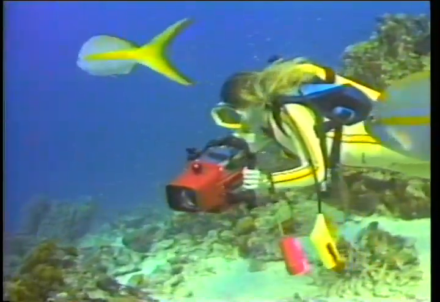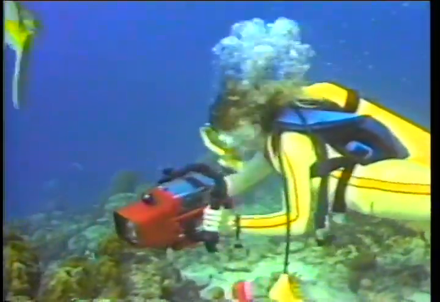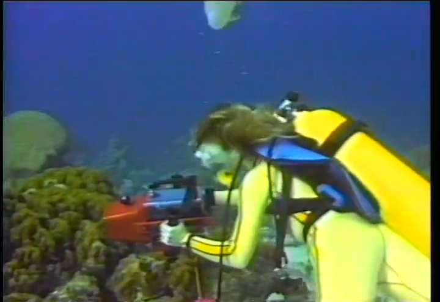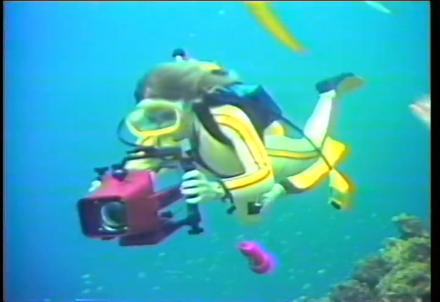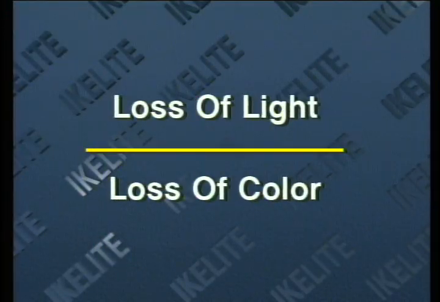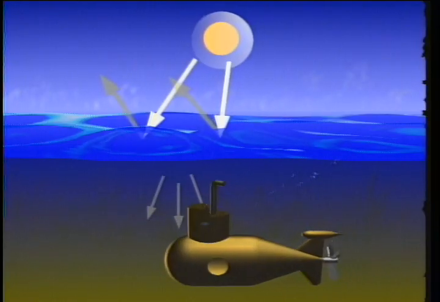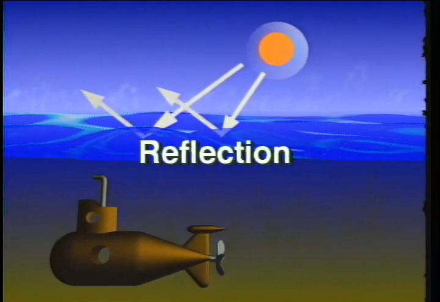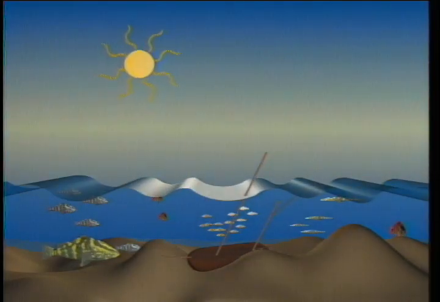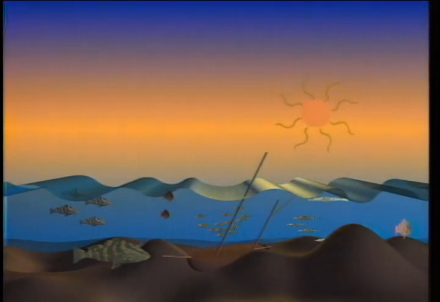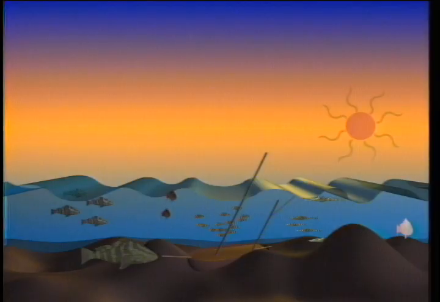Your video camera is a pretty impressive piece of electronic gear, but in order for it to perform at its best, you need to understand the two most significant problems associated with shooting underwater video: loss of light and loss of color. Underwater, the loss of light is primarily due to reflection. The surface of the water reflects much of the sunlight back into the atmosphere. As the sun gets closer to the horizon, more light is reflected from the surface, and less light is available underwater. Rough, choppy water also increases the amount of reflection.